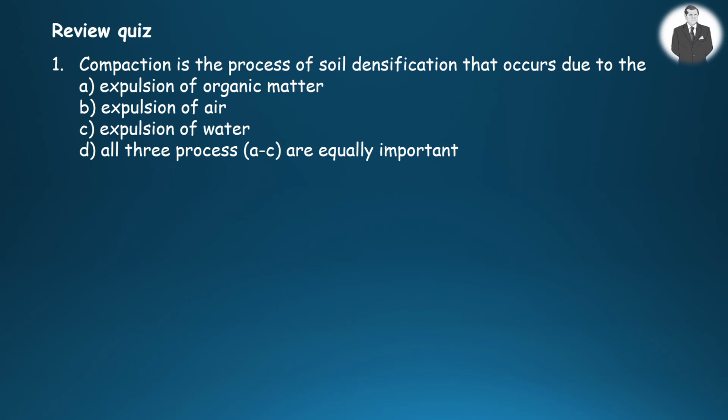Now, let us review what we have learned so far. I know you dislike taking quiz, but don't forget, it is another way of learning. The first question: compaction is the process of soil densification that takes place because of the what? You are thinking it through. The answer is not D. It is B. Expulsion of air.